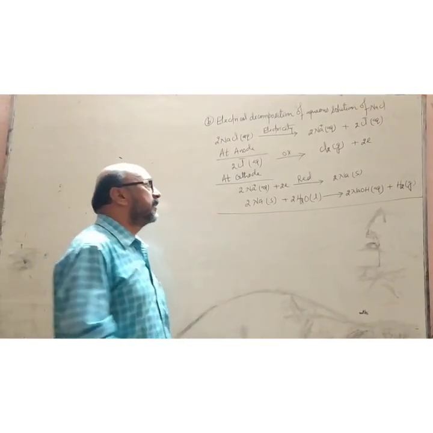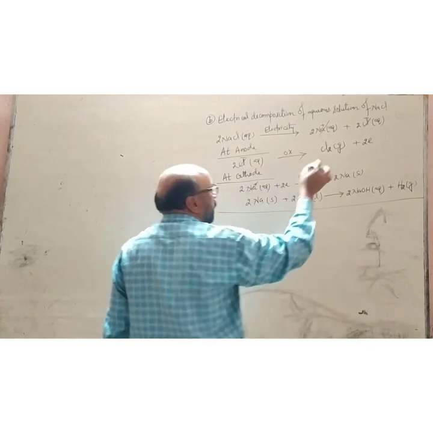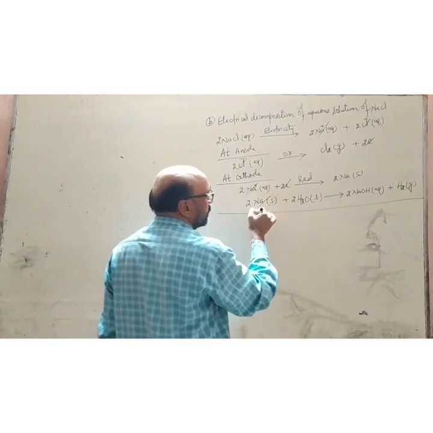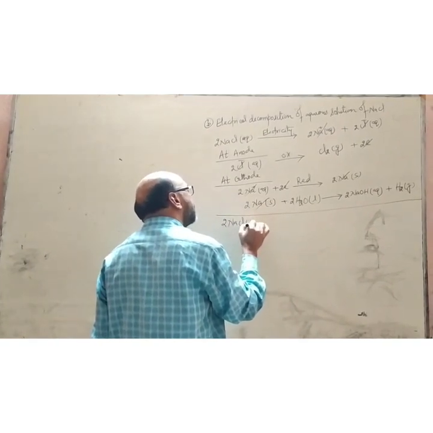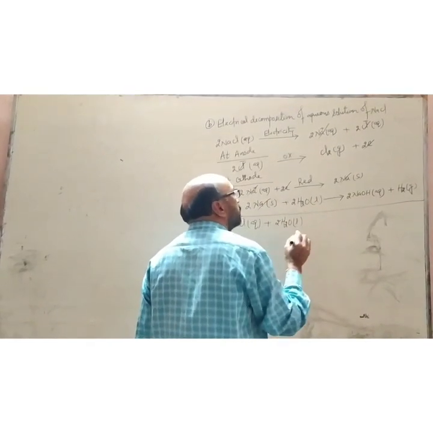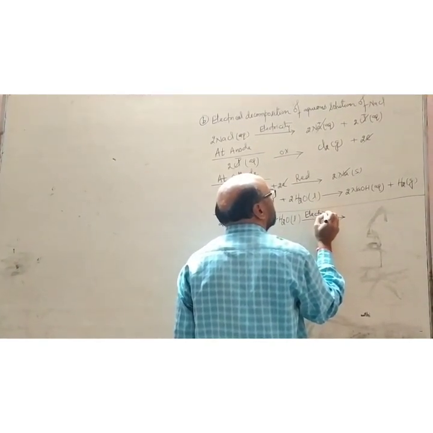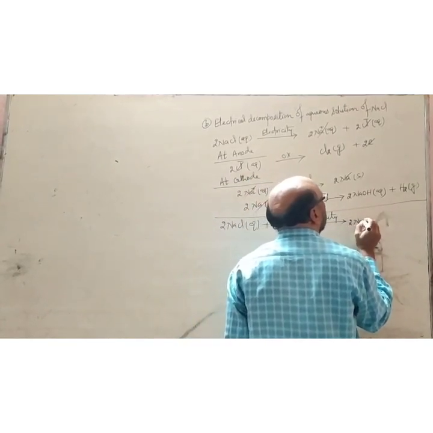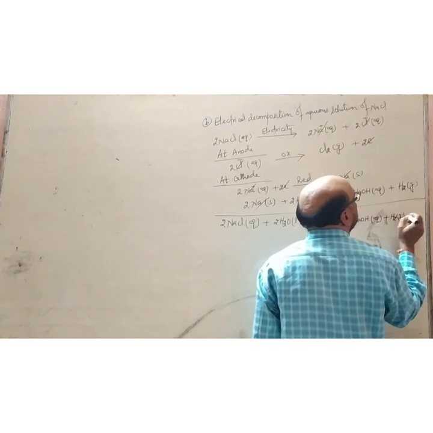You can also add these partial reactions to have a chemical equation. You will have 2NaCl aqueous plus 2H2O liquid. On the arrow, you mention the electricity and write the products: 2NaOH aqueous plus H2 gas plus Cl2.